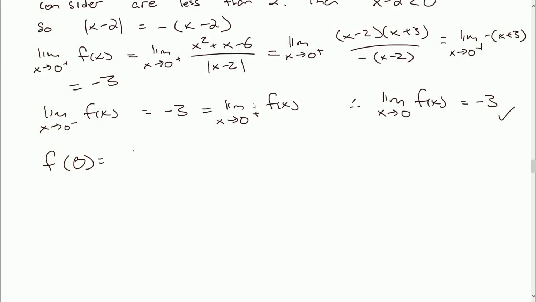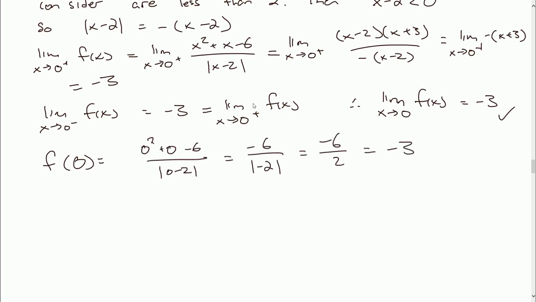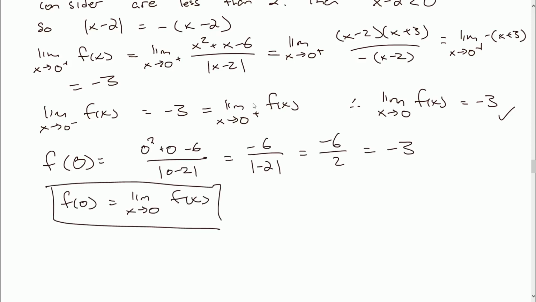Well, 0 isn't 2, so this should be 0 squared plus 0 minus 6 over the absolute value of 0 minus 2. This is minus 6 over the absolute value of minus 2. This is minus 6 over 2. This is minus 3. F at 0 and the limit as x approaches 0 of f of x both exist, and they agree. So f is continuous at x equals 0.